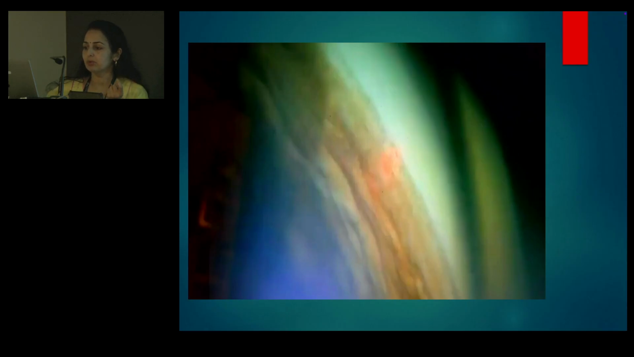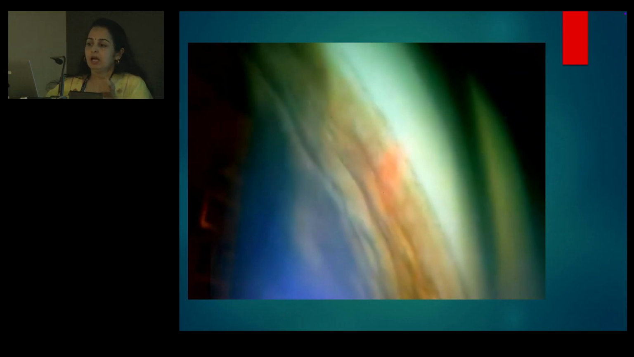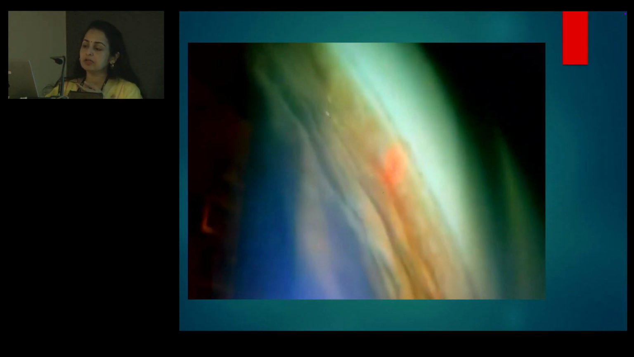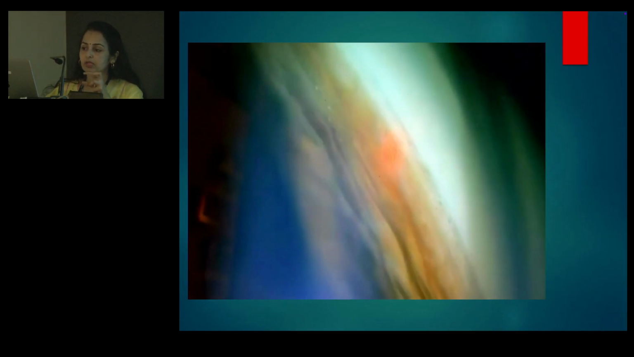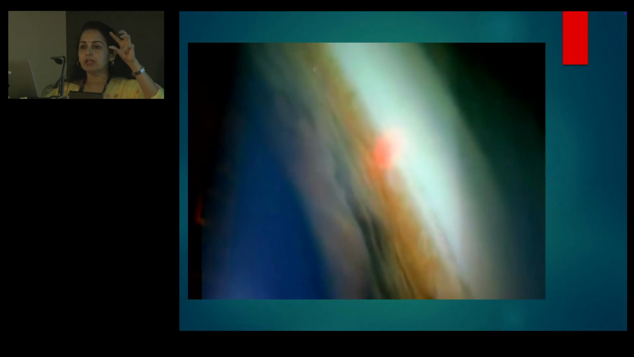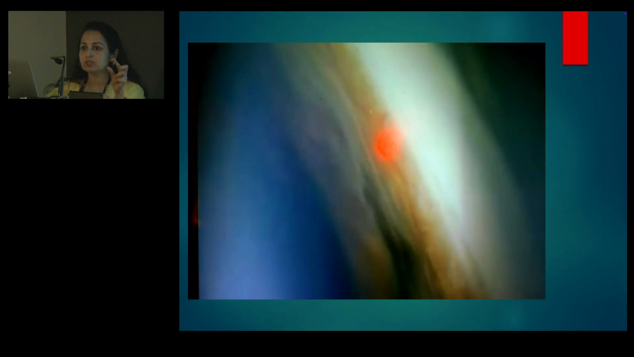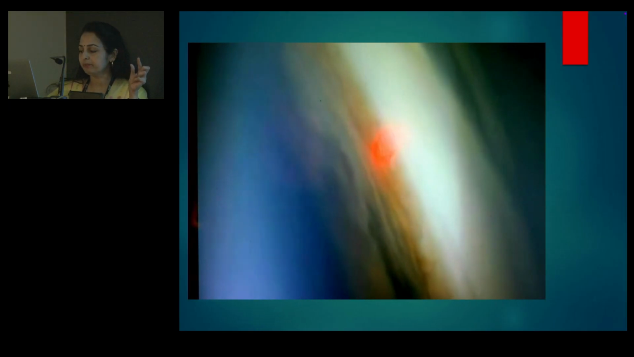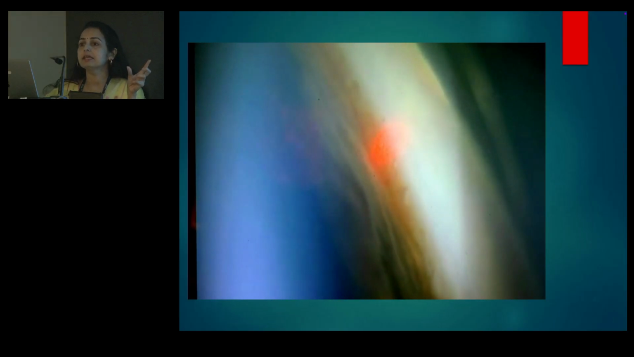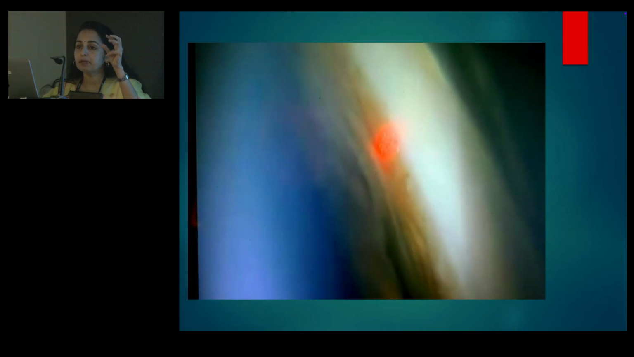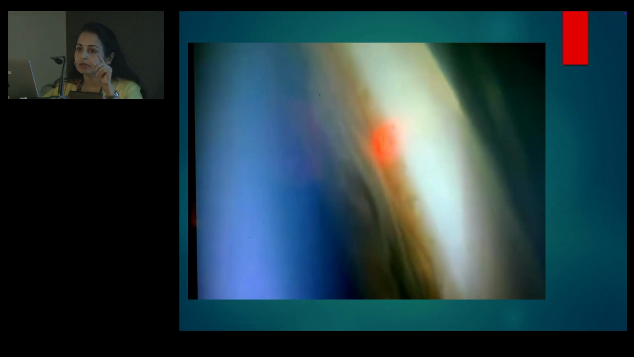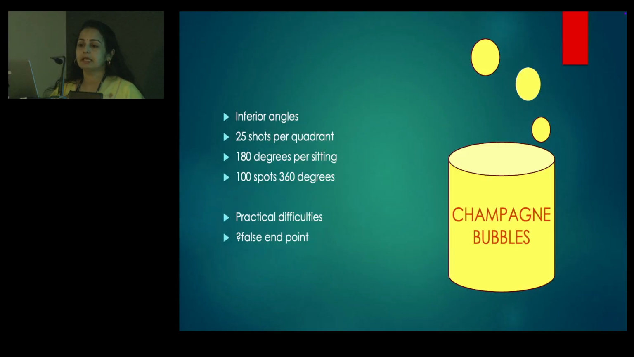So I'll show a video. See, this is how we do it. We focus, we try to make the spot clear on the trabecular meshwork, and continuous shots are given without overlapping. Can you see the small bubbles coming? Those are called the champagne bubbles. This is taken as the endpoint. When the champagne bubbles come, we reduce the energy a little bit and then continue. So the champagne bubble is taken as the endpoint.